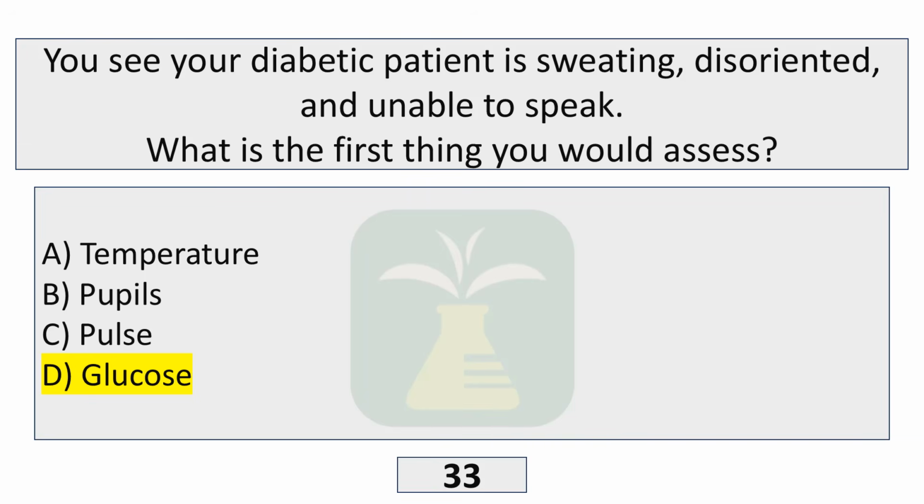Correct answer, D. Glucose. When a diabetic patient is sweating, unresponsive, or disoriented, it is important to perform a point-of-care glucose. These are signs of hypoglycemia. Hypoglycemia causes cognitive issues and should be treated promptly to avoid a diabetic coma.